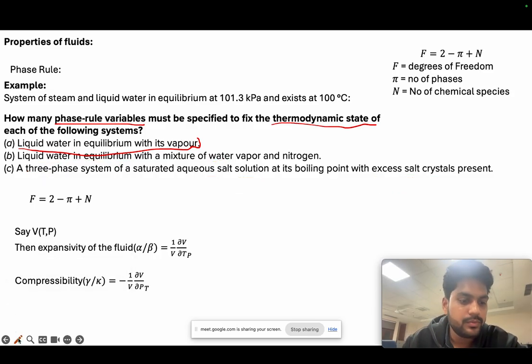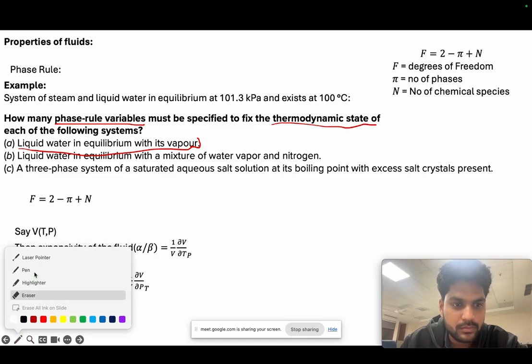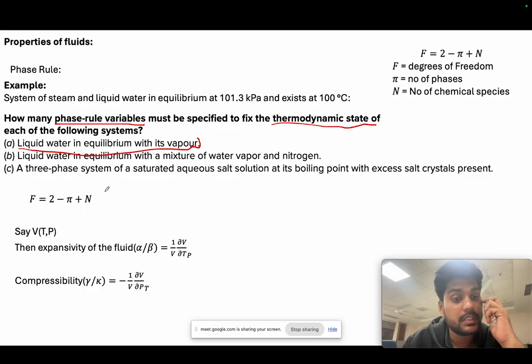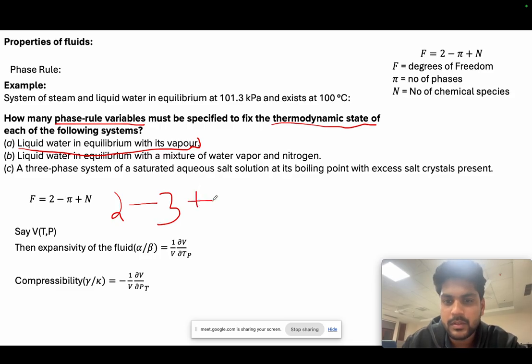Sir, but in the third question, both the chemical species are salt, right? So how can it be 2 for the n value? Oh yeah, okay, a three-phase system, it will be 2 minus 3, saturated aqueous salt, yeah, it will be 1, sorry. If I didn't mention which salt it is, if it is the same salt, it will be 1. If it is different salts, then it will be 2. Okay. Yes, sir.